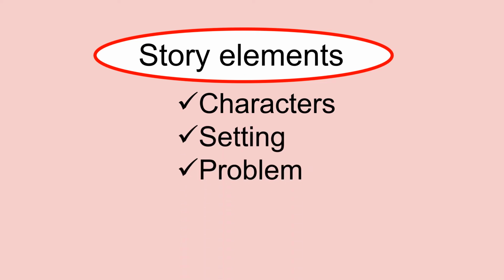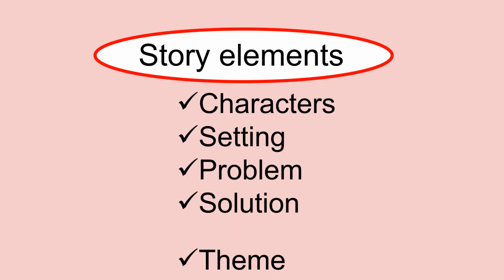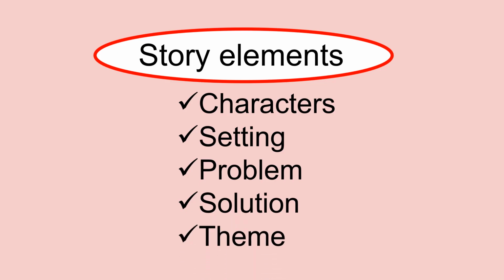And the story maps are made with story elements. So what were the story elements that we learned today? The characters of the story, setting of the story, problem in a story, solution to the problem, and a theme, the main idea of the story or the learning from the story. So these are the 5 story elements we learned today.